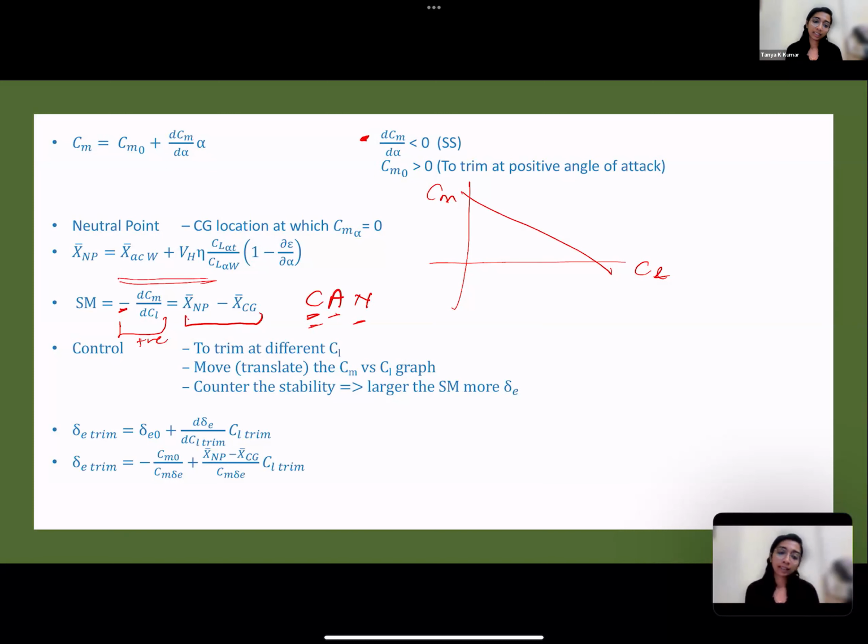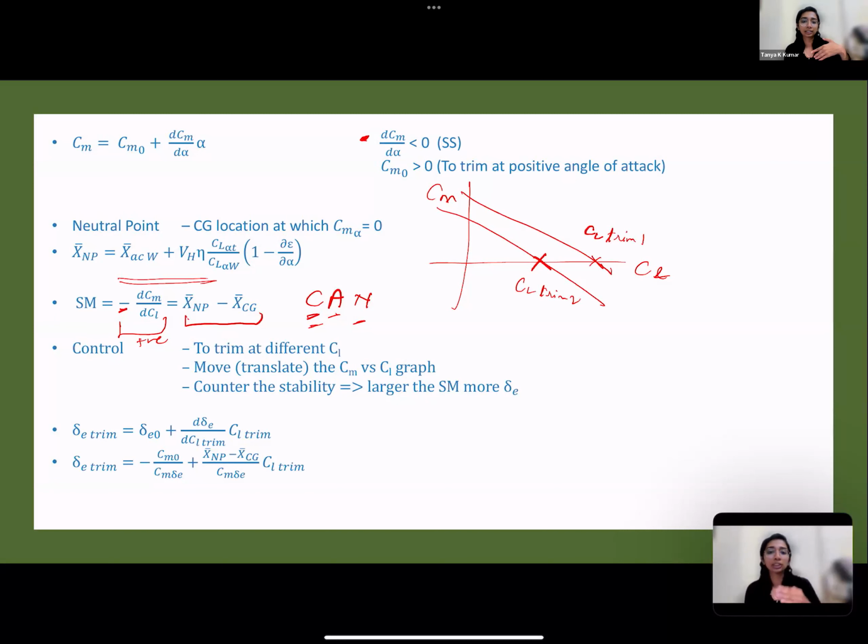Then we moved on to controls. Control was just to trim the aircraft at different CLs. So now this Cm versus CL graph you have here. If I wish to trim it at a different CL, this was your original CL trim 1, and this is CL trim 2. Now if I want to trim my aircraft at CL trim 2, I deflect my elevator, deflect my control surfaces.